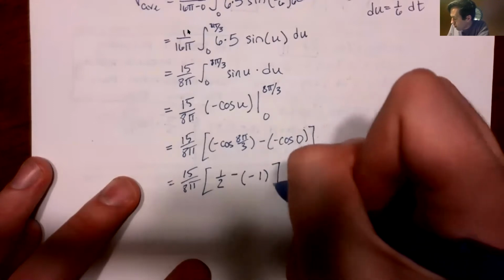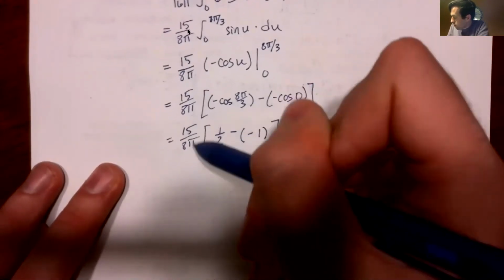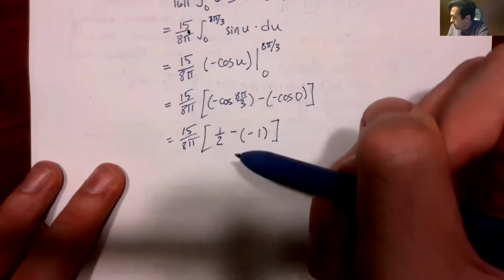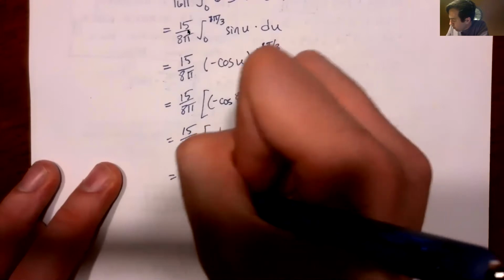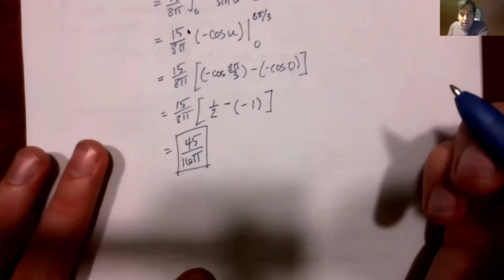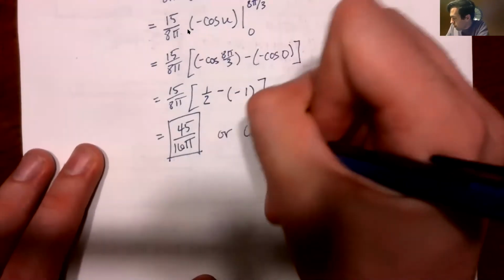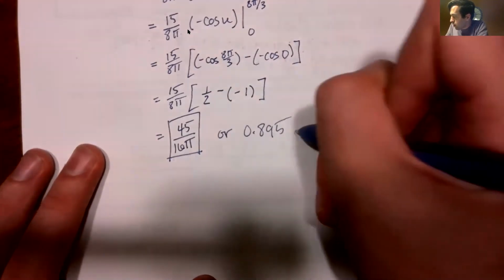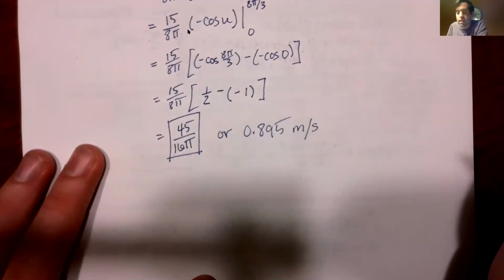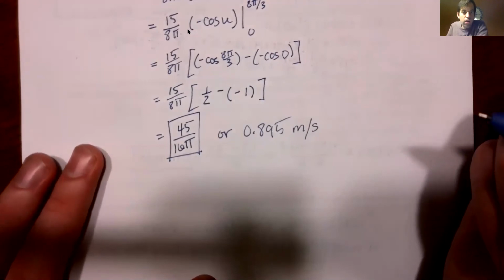So we end up with this. And so we have 1/2 plus 1. So we have 15 over 8π times 3 halves. And we end up with 45 over 16π. And if you actually kind of multiply that out to get an approximation of our answer, we get 0.895. And the question tells us that we are in meters per second. And I think that seems pretty reasonable for the average speed of a swimmer. So I think we are good.